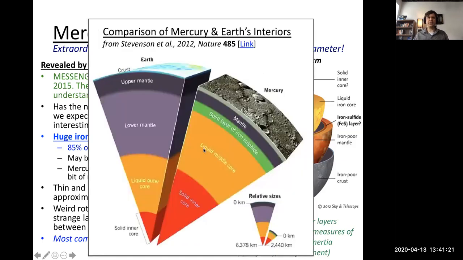And just so we can actually see a picture comparing, this would be if we scaled up Mercury to be the same size as Earth and put the interior structure side by side. Here's Earth's solid inner core, its liquid outer core, and its mantle. Compare that to Mercury: solid inner core, suspected liquid middle core, then this weird iron sulfide layer, then the mantle, and then the crust. So the mantle and the crust are a very, very, very thin part of it.